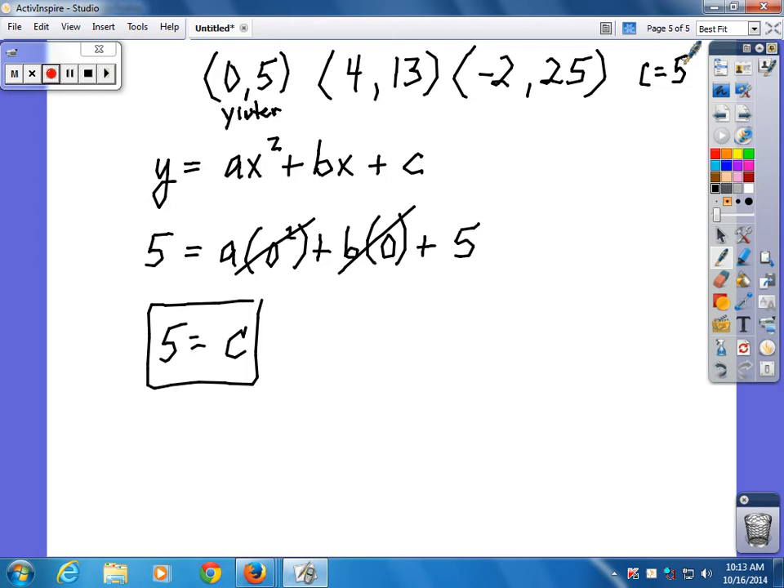And now we can take one of the other ones and see what we can plug in there. So go ahead and plug in the other one, or plug in whichever point you want.